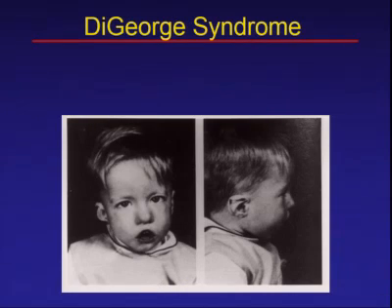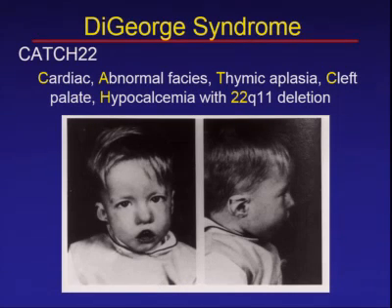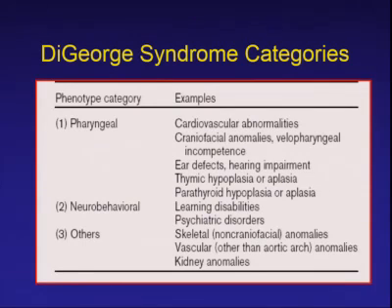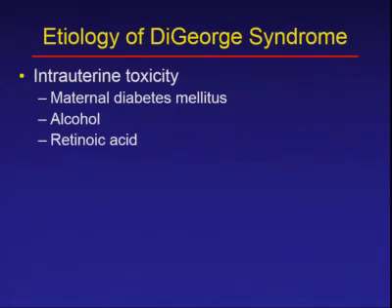One of the most common causes of primary hypoparathyroidism, which is again another board favorite, is DiGeorge syndrome. You'll probably hear about this in a variety of talks this week. One acronym that is used is CATCH-22. These patients have cardiac defects, abnormal facies, thymic aplasia, cleft palate, and hypocalcemia with a 22q11 deletion. There are different phenotypes, but really for the boards, the primary phenotype that we know about, the pharyngeal phenotype, is what we classically describe for DiGeorge.